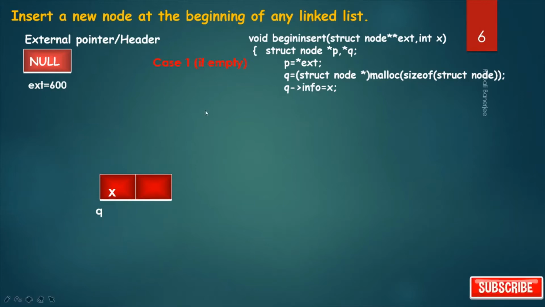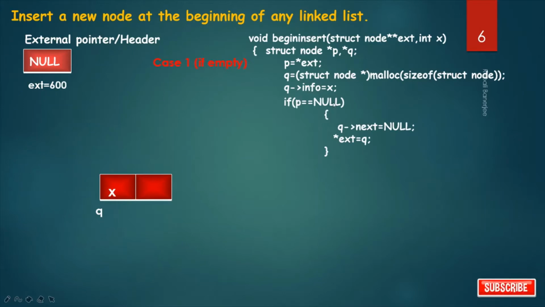So first we have to check whether external pointer contains null or not, means whether our linked list is empty or not. How we can check? If p equals to null, p means what? P is star ext, value at ext, that is here. If it is null, then we can say that our linked list is empty. Then what you have to do? You have to give q arrow next is null, this null comes here and this q should be at star ext. Because this is the last node, so q arrow next is null and star ext equals to q. In this way, you can add only a single node to the empty linked list.